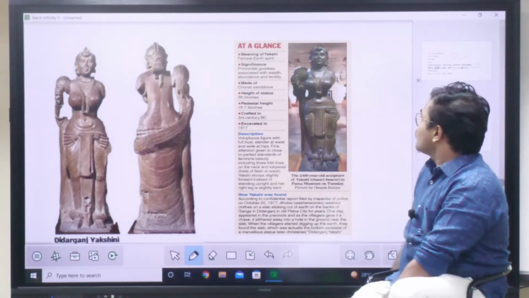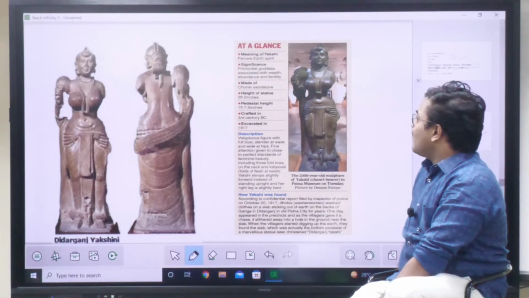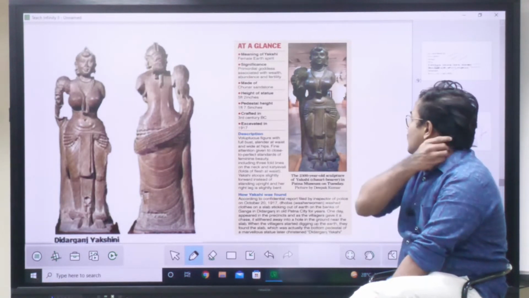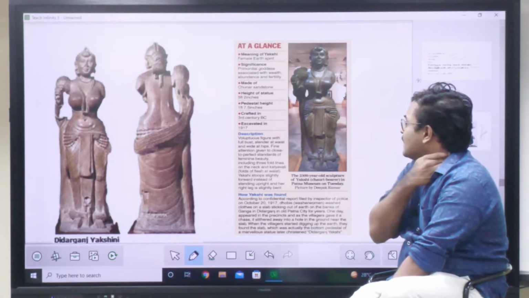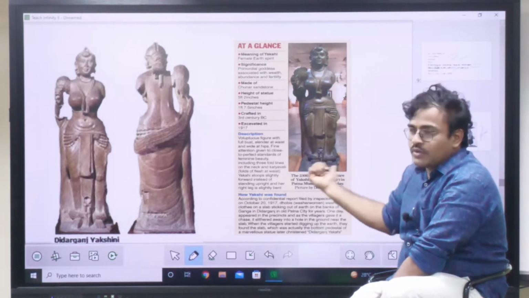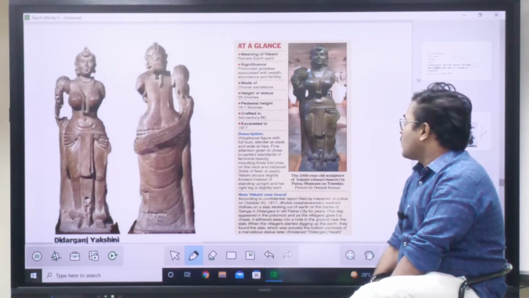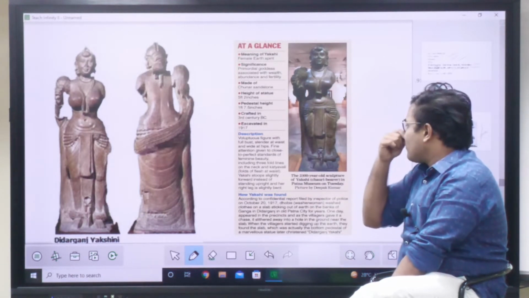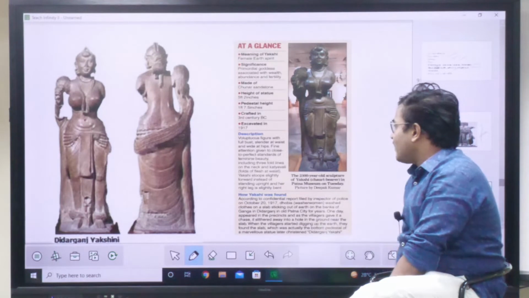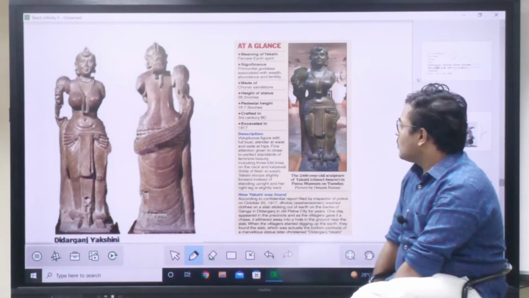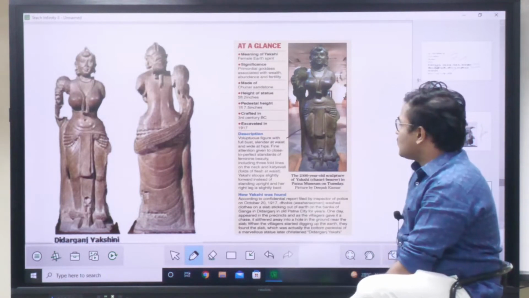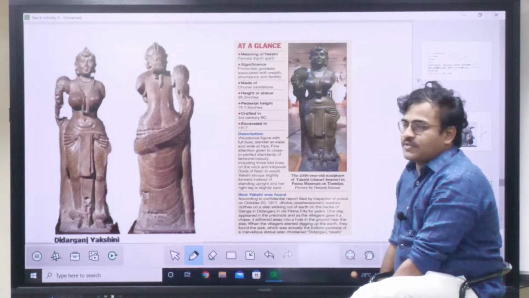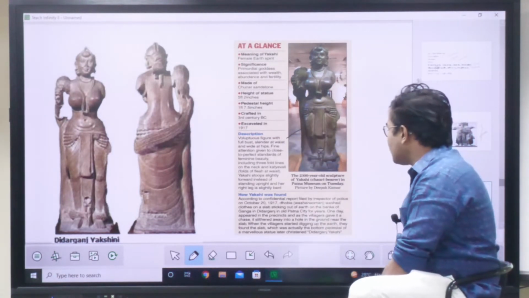Meaning of Yakshi: female earth spirit. Significance: associated with wealth, abundance, and fertility. Made of sandstone. Height is 5 foot 2 inches. Crafted in roughly the 3rd century BC and excavated in 1970. The body style is known as a voluptuous figure, with full bust, slender waist, and wide at the hips.